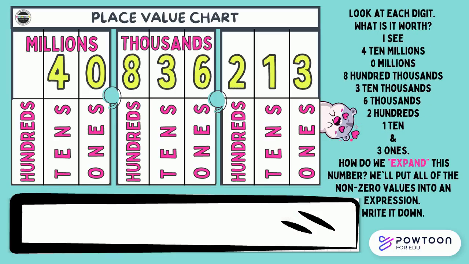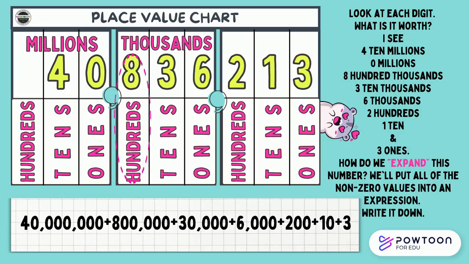Look at each digit. What is it worth? I see 4 10 millions, 0 millions, 800 thousands, 3 10,000s, 6 thousands, 2 hundreds, 1 10, and 3 ones. How do we expand this number? We'll put all of the non-zero values into an expression. Write it down. We'll check work in just a little bit. Pause the video while you're doing your work.